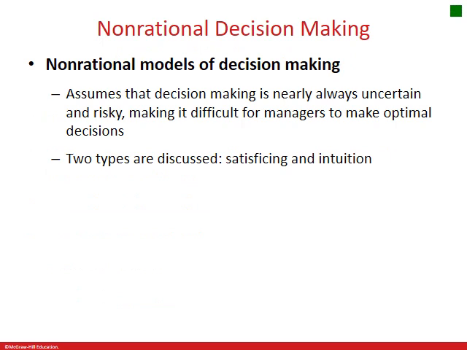We are now going to turn our attention to the non-rational decision-making model. This model assumes that decision-making is nearly always uncertain and risky, making it difficult for managers to make optimal decisions. There are 2 types of non-rational models of decision-making: satisficing and intuition. It's important to keep in mind that the non-rational models are descriptive rather than prescriptive. They describe how managers actually make decisions rather than how they should.